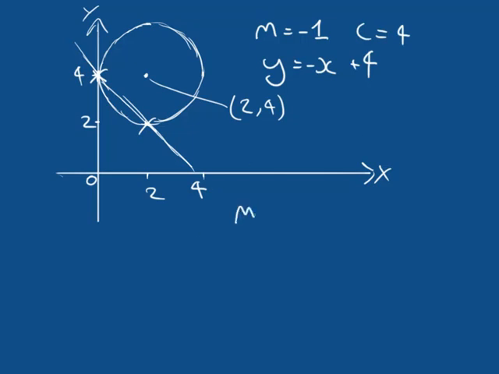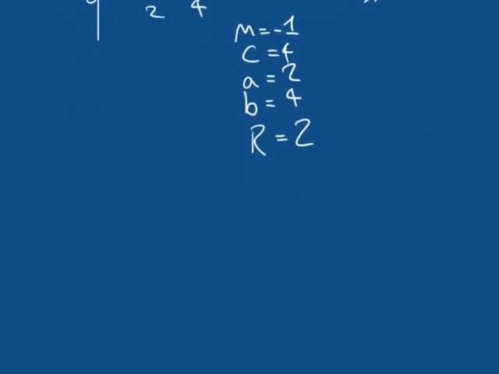So we know that m is equal to -1, c is equal to 4, a is equal to 2, b is equal to 4, because a and b are our center point of the circle, and we know that our radius in this case is actually equal to 2. So we've got all that information. We can now calculate A, B, and C with these.